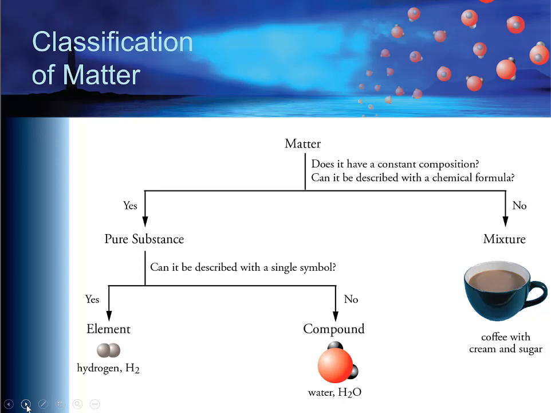And then under your mixture, you could further separate that into homogeneous if it looks all the same, or heterogeneous if it looks different. And then underneath pure substance, you can ask yourself, can it be described with a single symbol? If yes, then it's an element. If no, then it's a compound. And I would say even easier than thinking about that, look on the periodic table. If it's on the periodic table, it's an element. If it's not, then it's a compound.